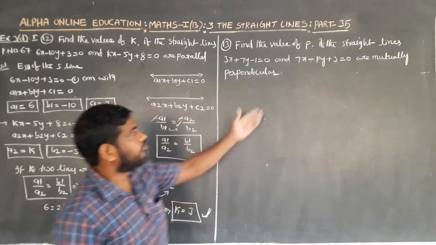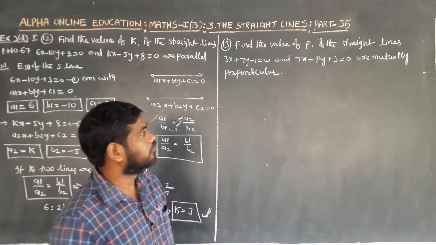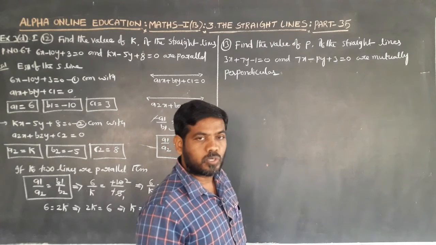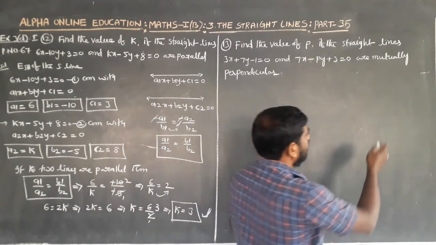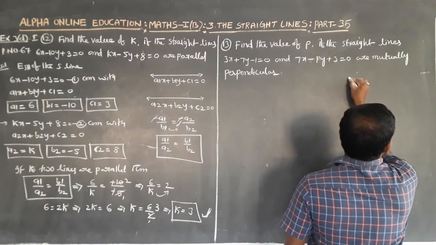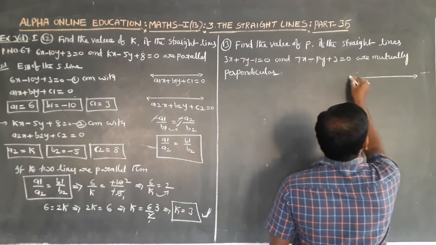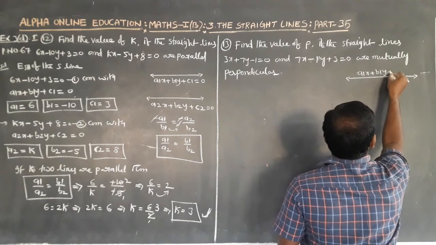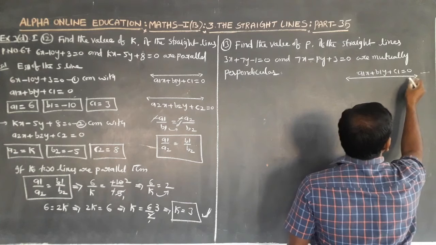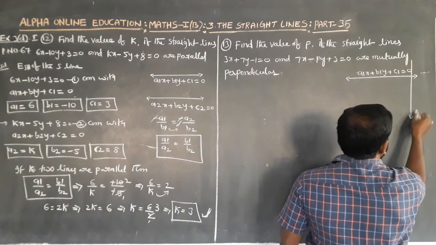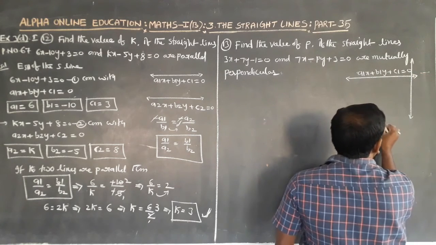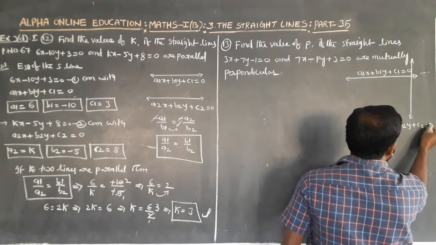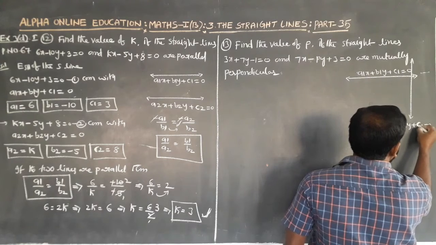Next one, find the value of P if the two lines are mutually perpendicular. Two lines are mutually perpendicular. This is the first line: A1x plus B1y plus C1 equal to 0. This is the second line: A2x plus B2y plus C2 is equal to 0.